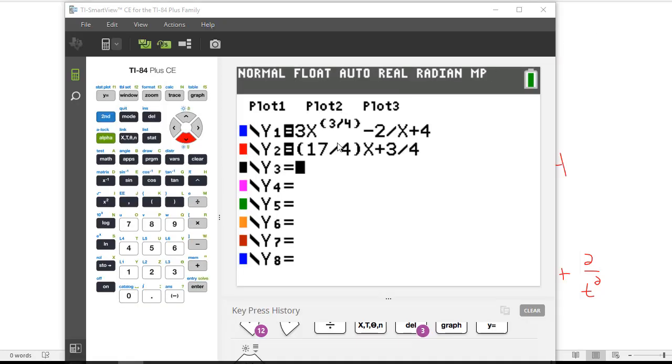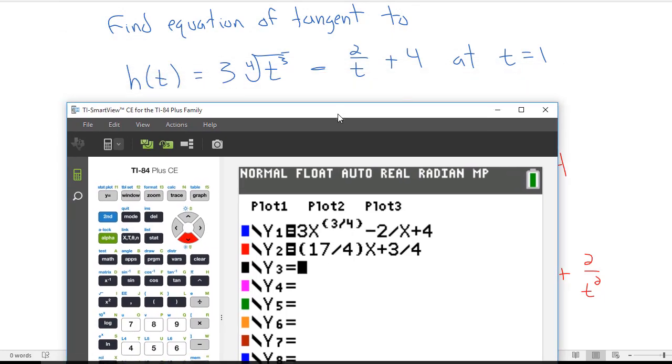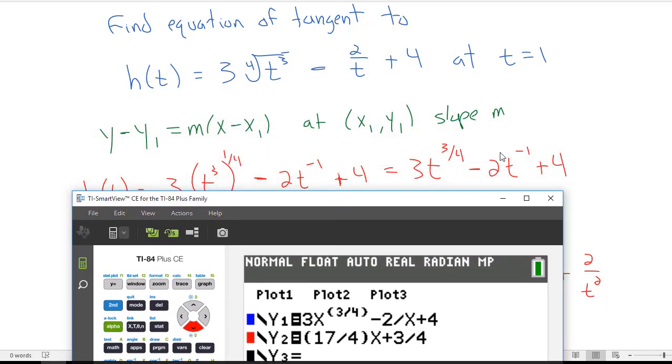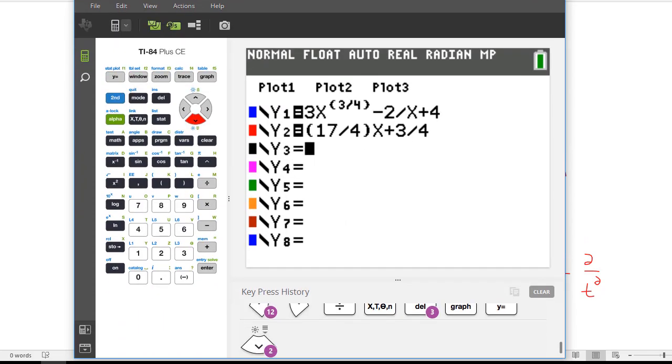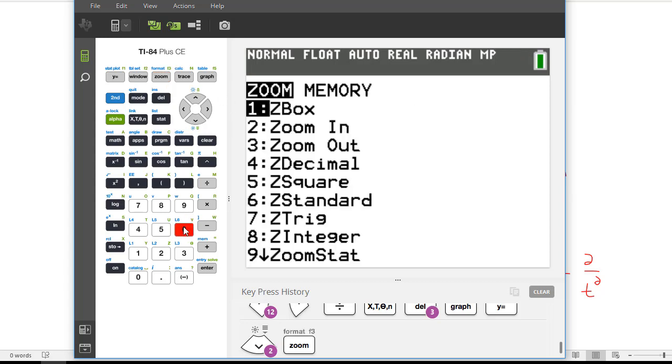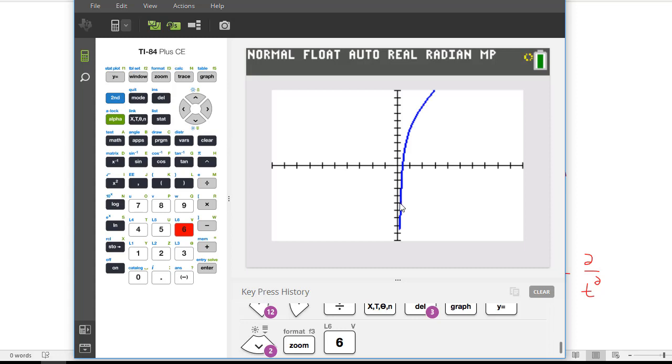All right, so I have typed everything in. Instead of having to do the roots, I did the 3/4 power. So we had 3 times x to the 3/4, minus 2 over x. I just went ahead and did that division here, 2 over x, and then plus 4. And then here's the equation of my tangent line. I did a zoom 6 graph here, and we can see in blue the original function, and in red the tangent line, and it looks like a glancing blow at the point where x equals 1.